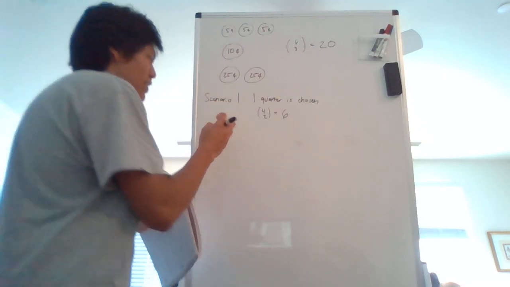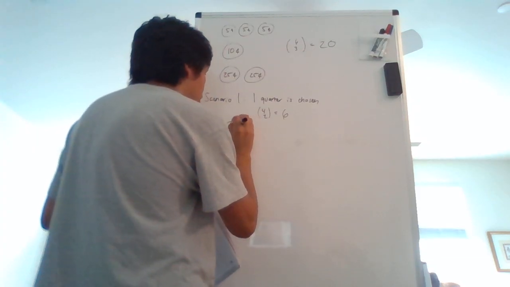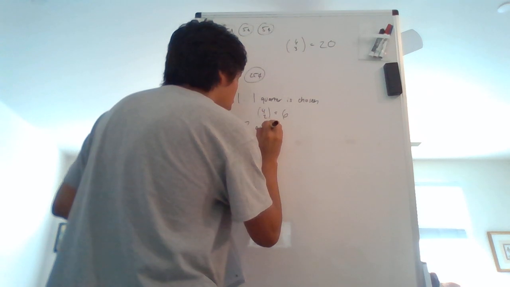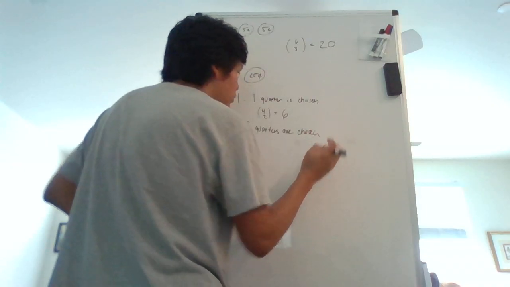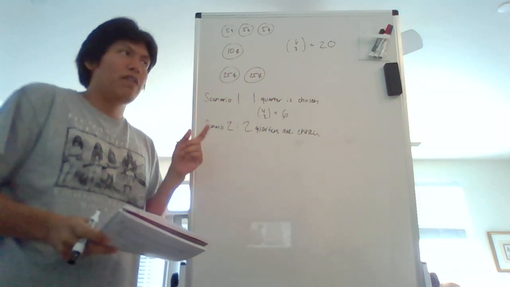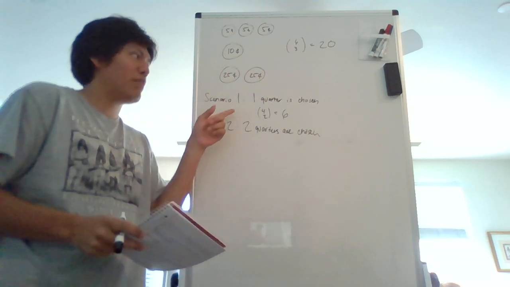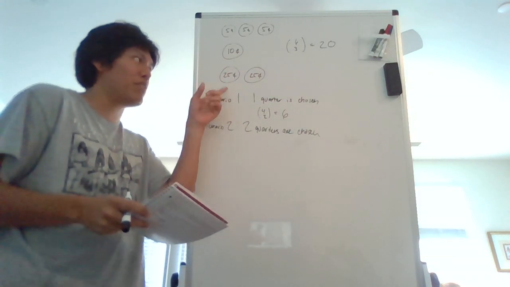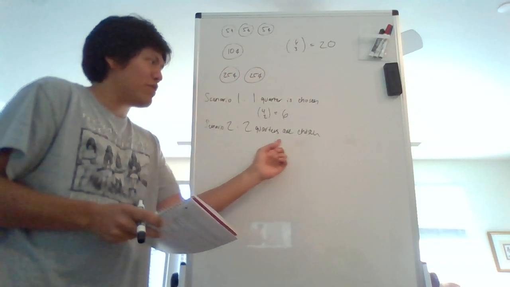Okay. Now scenario 2, let's say that we took out both quarters. Because we said that in order to get 35 cents, at least 1 coin needs to be a quarter. So that's what we did in the first scenario, but that also means it's possible to take out both quarters as well. So 2 quarters are chosen.